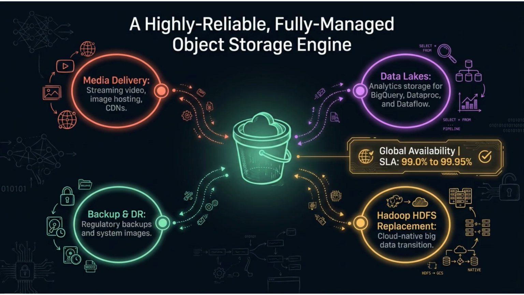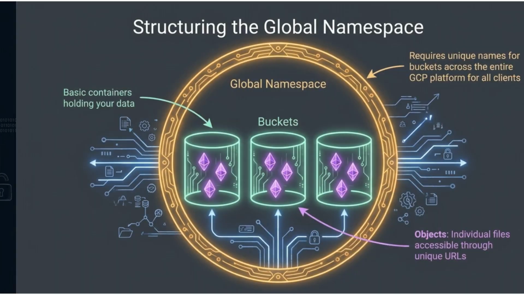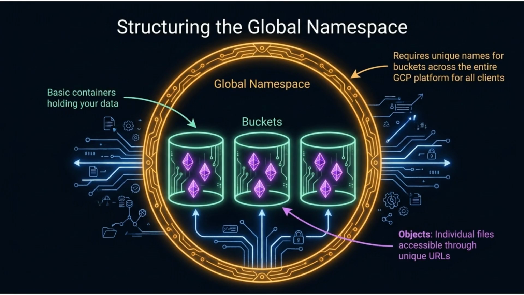Today's focus is Cloud Storage, a highly reliable and fully managed service. Let's get started. GCS is a highly reliable, fully managed object storage engine. It supports media delivery, backup and DR, data lakes, and is a viable Hadoop HDFS replacement for cloud-native big data transition. The global namespace requires unique bucket names across the entire GCP platform.